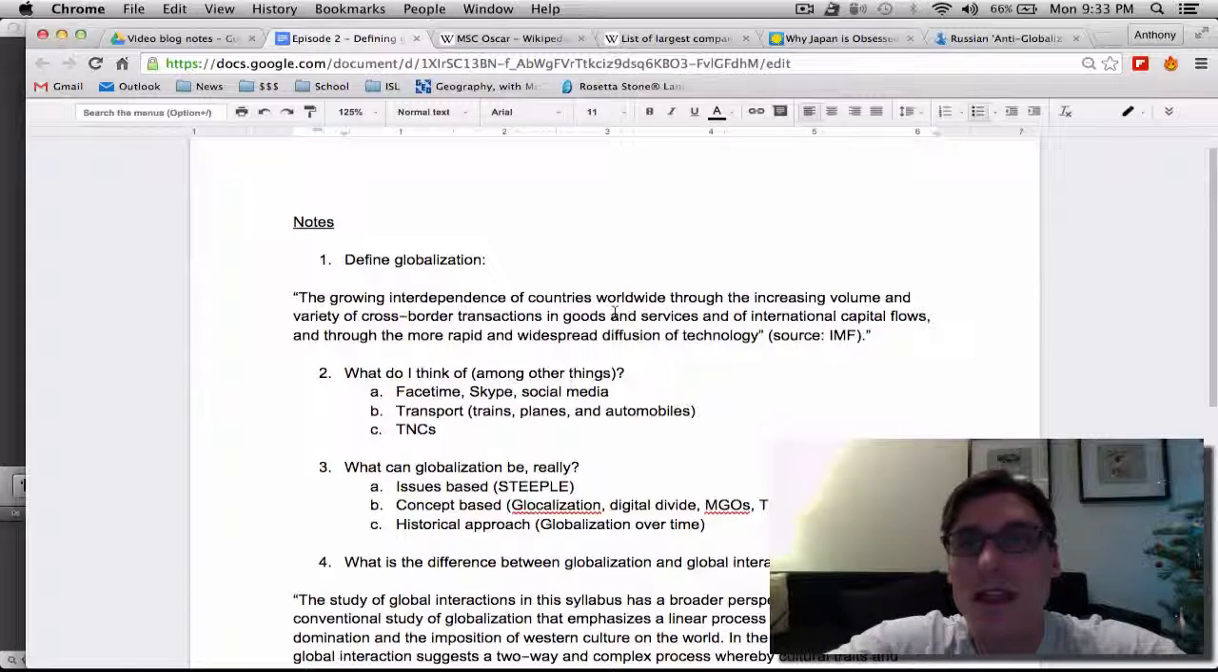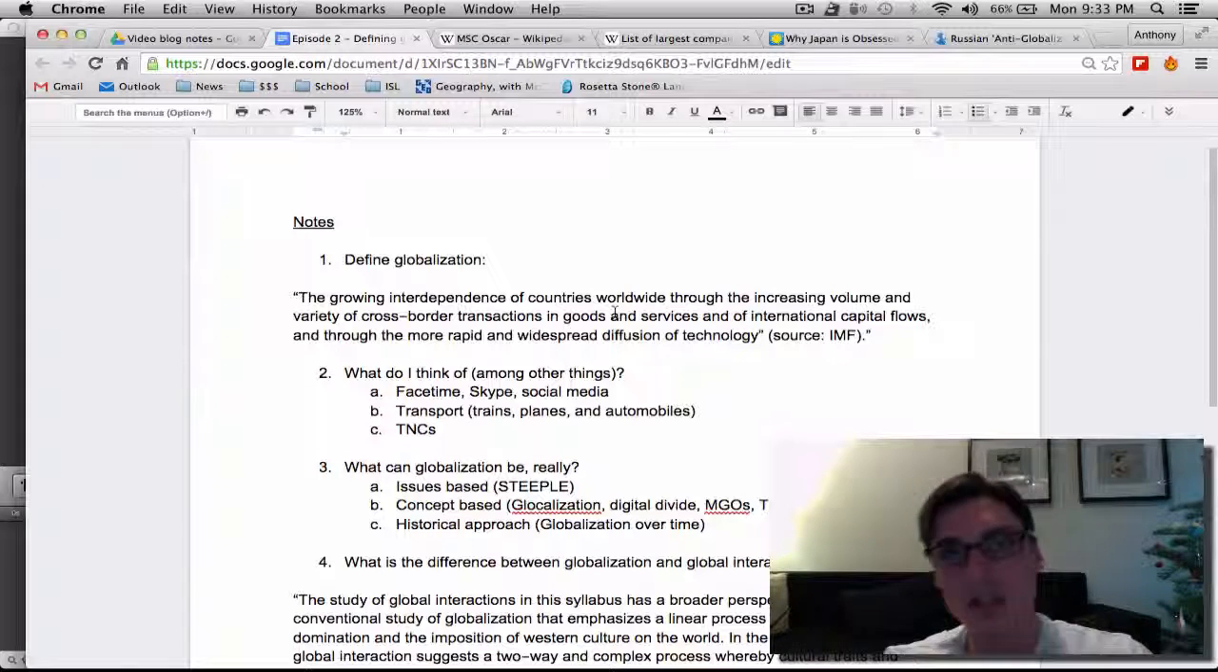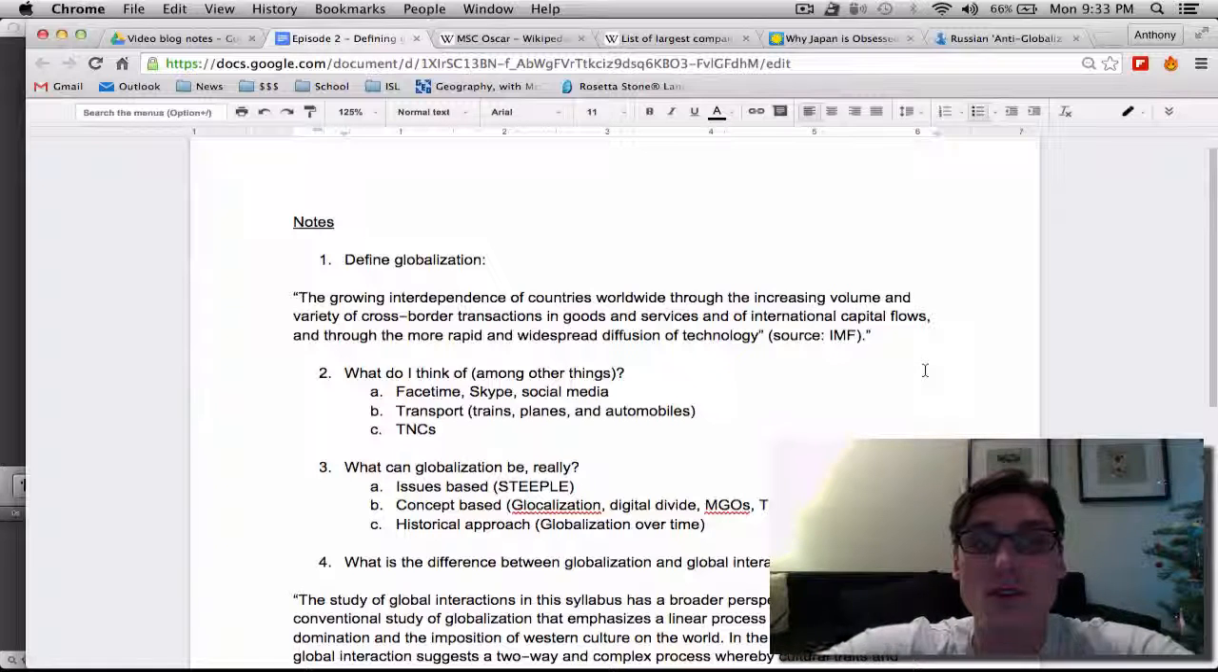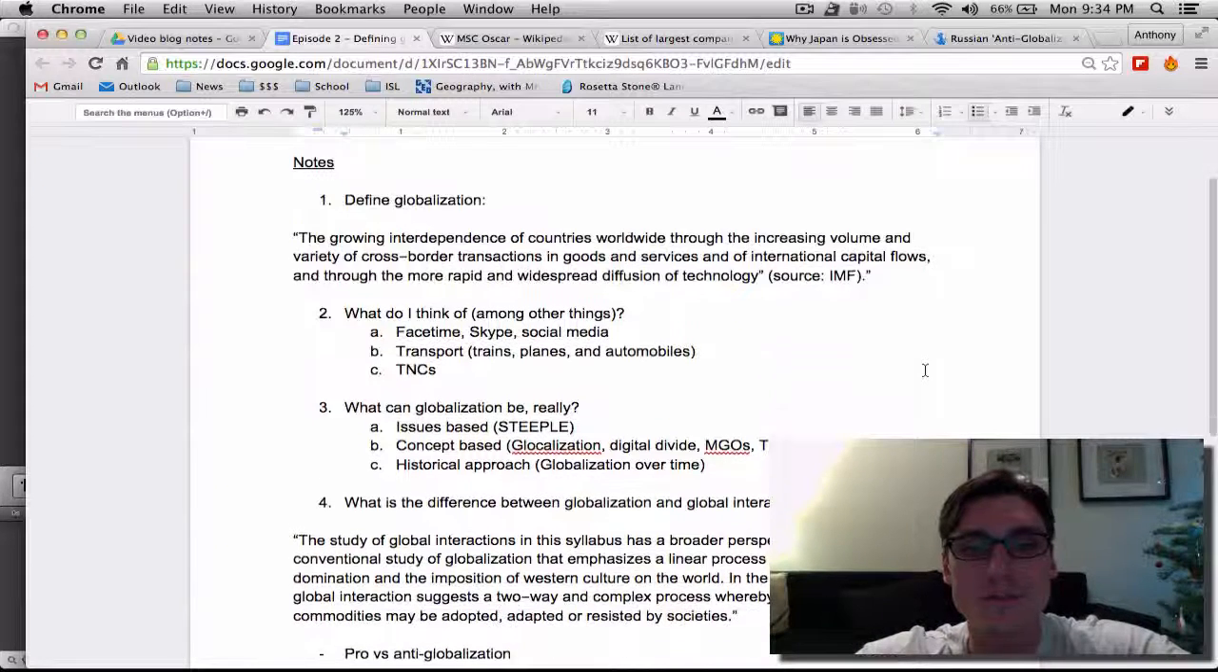And then lastly, TNCs. Because if we look at, right here it says the international capital flows. TNCs are arguably the architects of globalization, people say. They sort of create the blueprint for how globalization works, and they kind of dictate how globalization should work. And so I think there's corporations all over the world, and that's what my mind initially goes to when I think of globalization.